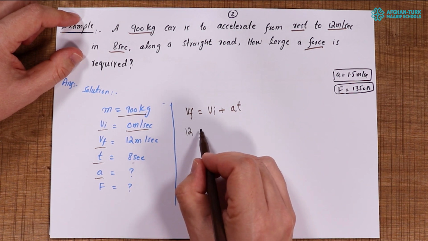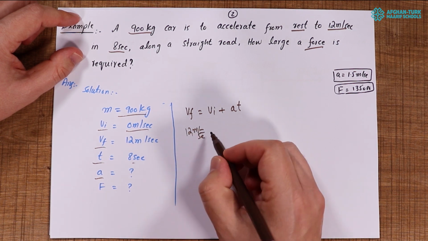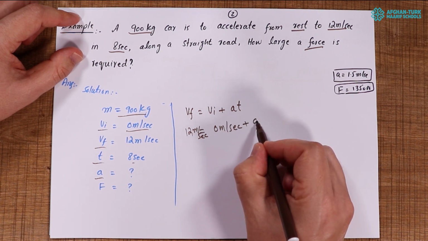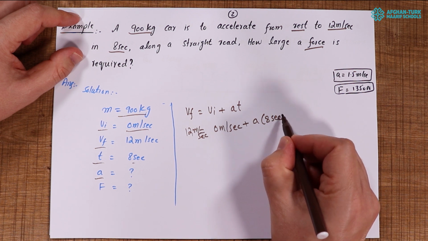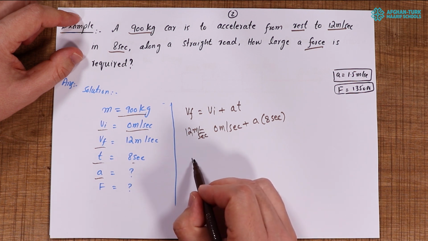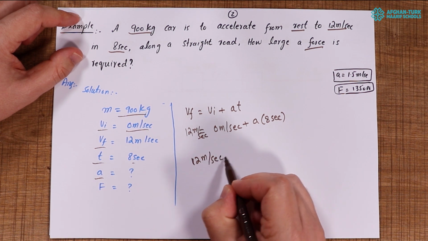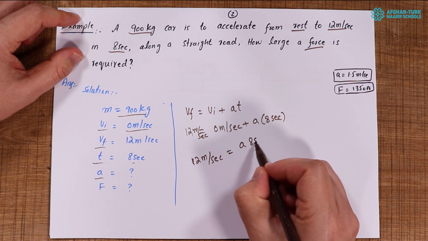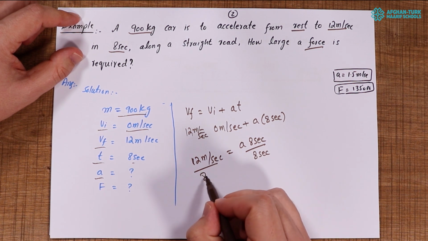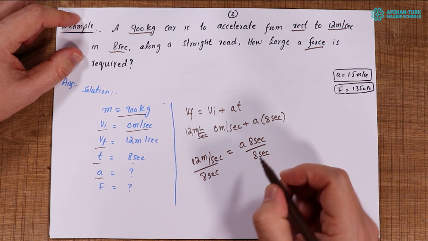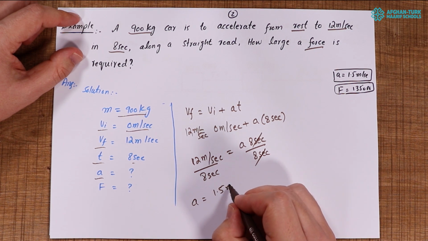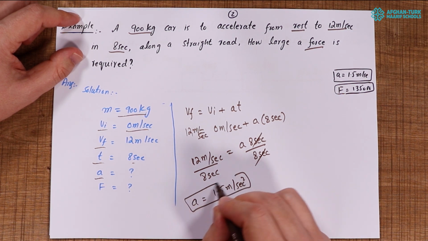Now vf is 12 meter per second and vi is 0 meter per second, acceleration is unknown, and the time is 8 second. So if we want to find the acceleration, then 12 meter per second is equal to a into 8 second. Now divide both sides by 8 second. The 8 second on the left side and right side will be cancelled, so a will be equal to 1.5 meter per second square. So this is the acceleration.